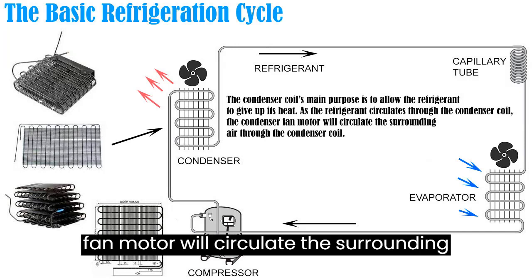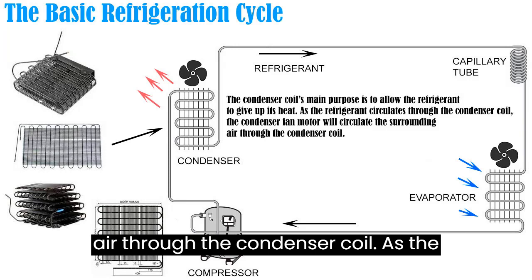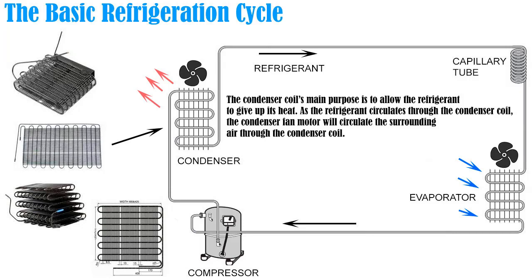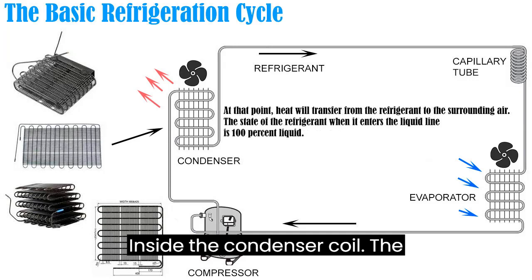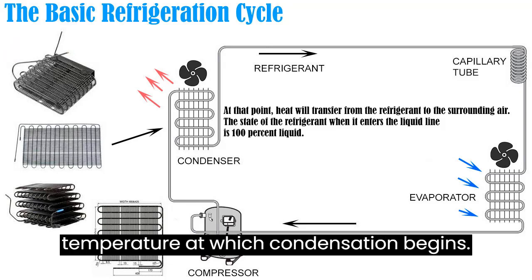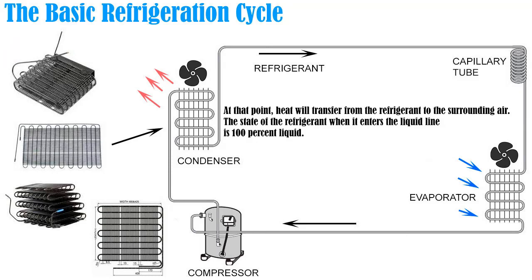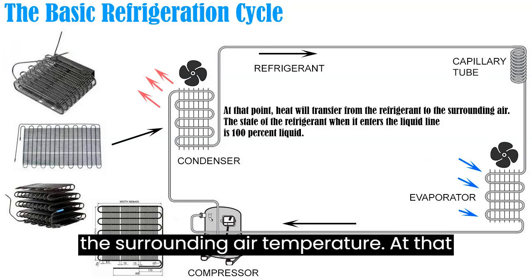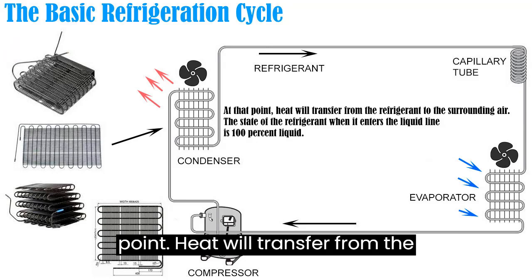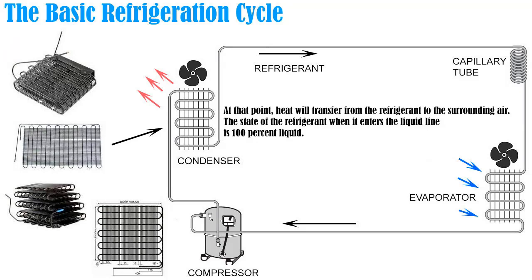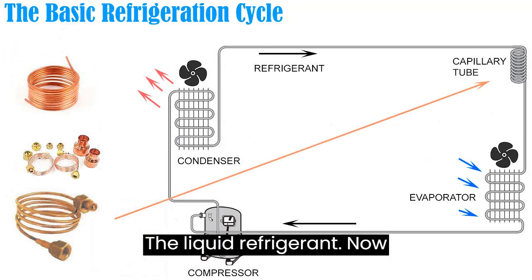As the refrigerant circulates through the condenser coil, the condenser fan motor will circulate the surrounding air through the condenser coil. As the air passes over the condenser coil, heat will transfer from the refrigerant to the surrounding air. Inside the condenser coil, the temperature of the high-pressure vapor refrigerant will determine the temperature at which condensation begins. Condensation usually begins when the refrigerant is approximately 30 degrees Fahrenheit higher than the surrounding air temperature. At that point, heat will transfer from the refrigerant to the surrounding air. The state of the refrigerant when it enters the liquid line is 100% liquid.